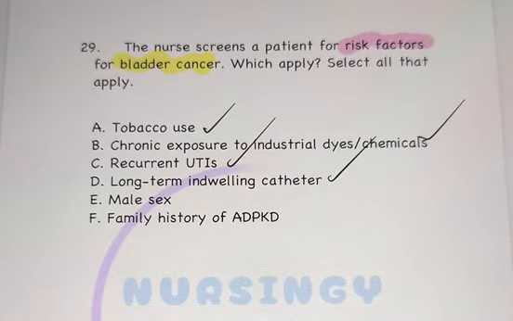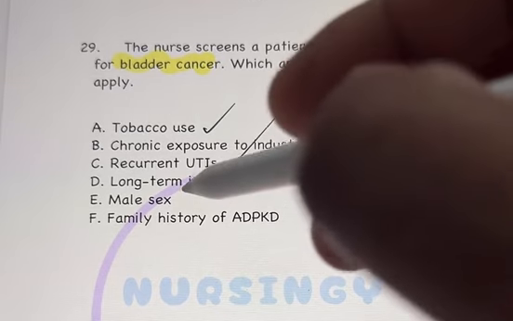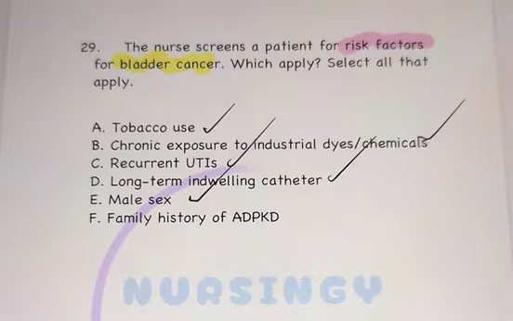And what about male sex? Is it most common in male than female? Yes. Okay. Bladder cancer is more common in male. And what about family history of ADPKD? We just did that, guys.